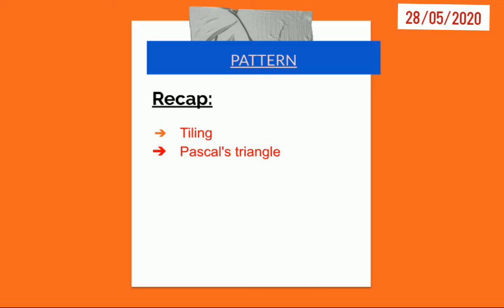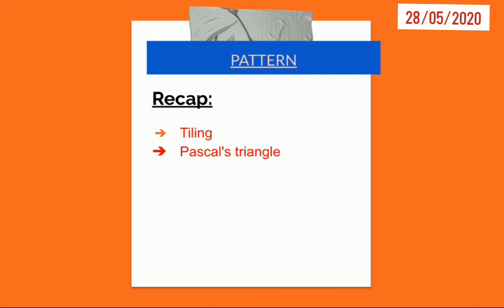Dear children, I hope that the concept of tiling and Pascal's triangle are clear to all of you. Now, let's do a quick summarization of whatever we have learned today. We have learned at first about tiling. What is a tiling? When we cover a surface with flat shapes like tiles without any gaps or overlaps, we get tiling, isn't it?